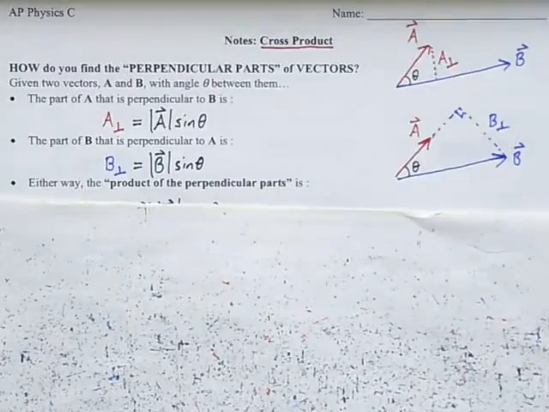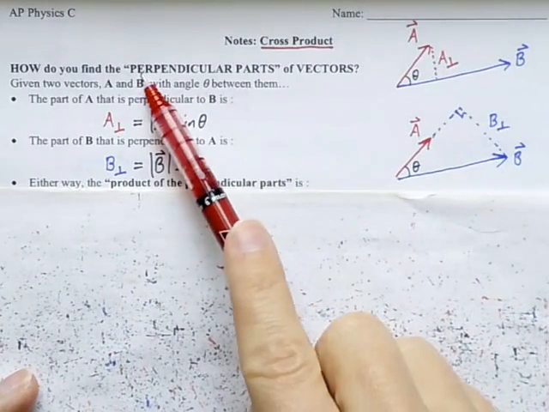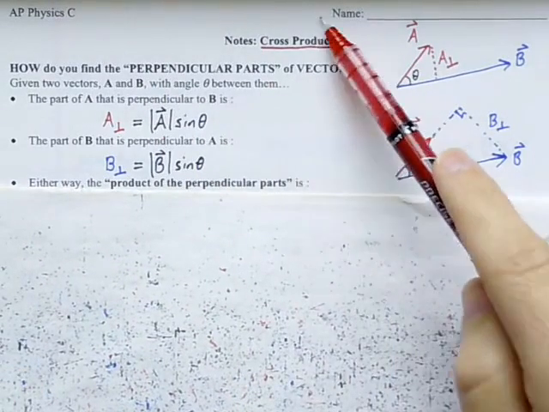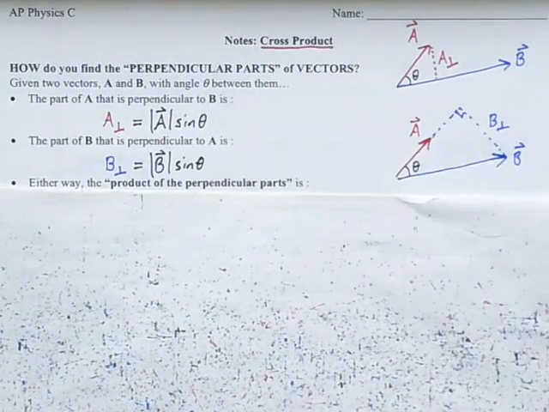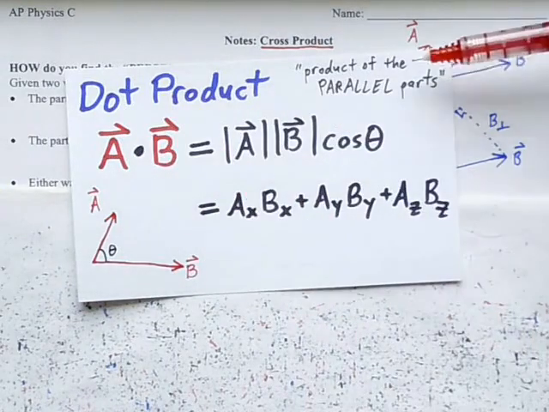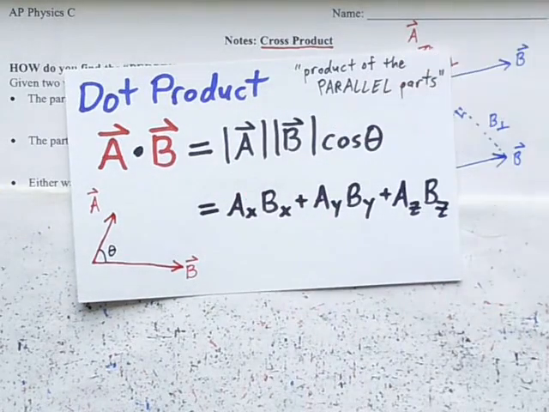We have need for a mathematical operation that computes the product of the perpendicular parts of two vectors. We're going to call this operation the cross product. And throughout this conversation, it would be a good idea to keep in mind the operation we have already learned, the dot product, which finds the product of the parallel parts of two vectors.